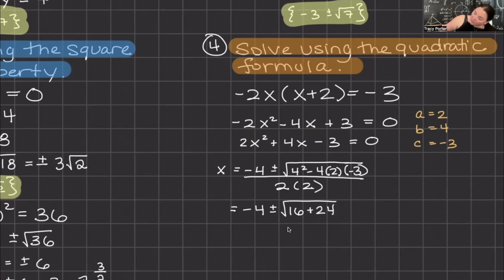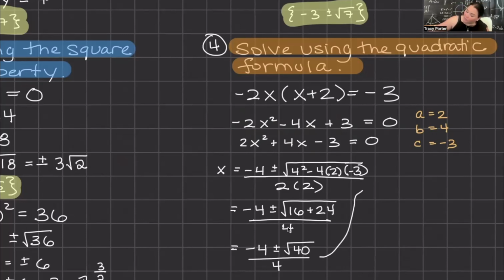24, and then all divided by 4. And then we just keep simplifying. So you can do it one step at a time. So that's going to be the square root of 40 underneath the radical. You should have the 40. And then we need to keep simplifying.